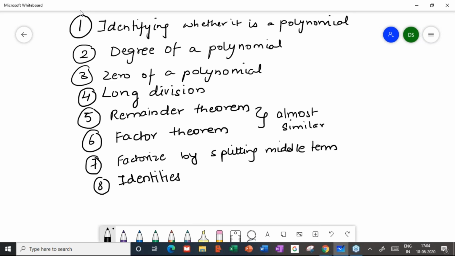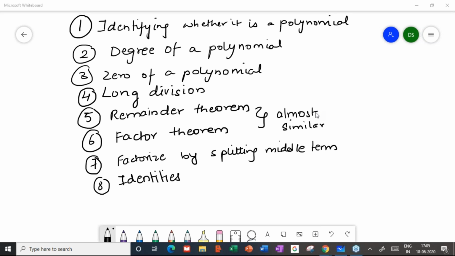So these are the different types of questions you might get from this chapter. Your task is, out of these topics, whichever topic you feel you are weak or not confident in, like most of you who are having problems with identifying whether it's a polynomial, and long division, practice those. Remainder theorem, factor theorem, I think you are all quite good at it. So the first topics are identities and factorizing using factor theorem, the trial and error method. Practice some sums on that.